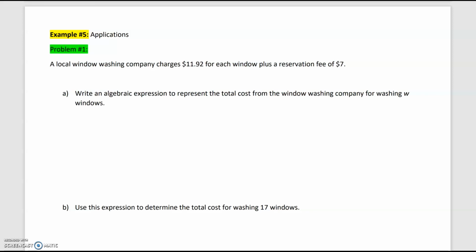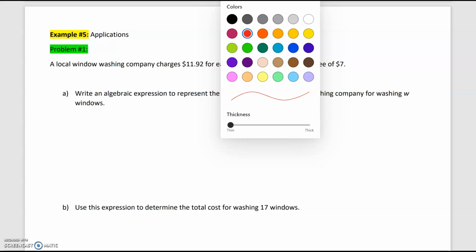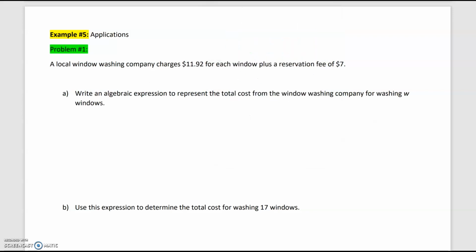Hi class, we need to take a look at a couple of applications. So please take a second and read this problem. On part A, they want us to just write an expression to represent the cost for washing W windows. So let me write it as the cost of washing W windows.